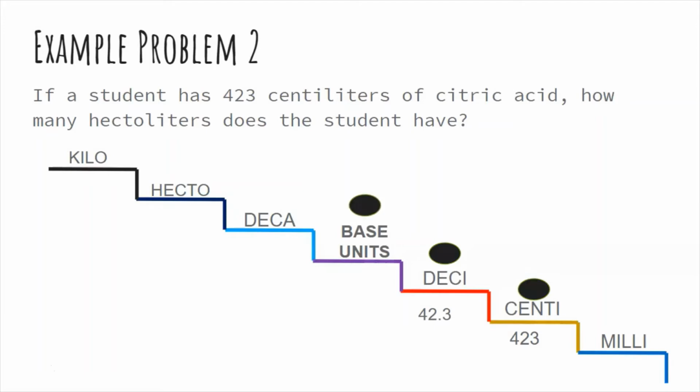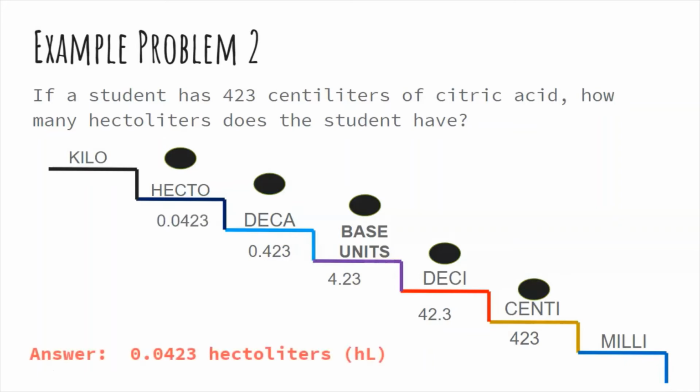Now we're going to base units. Now it's 4.23 because we're moving the decimal 1 to the left. Now we're going to deca, and it's going to be 0.423 because again we moved it 1 more to the left. So we end up at hecto, at 0.0423, and that is your final answer: 0.0423 hectoliters, which is small h, capital L.